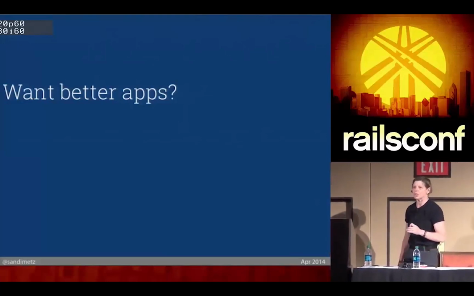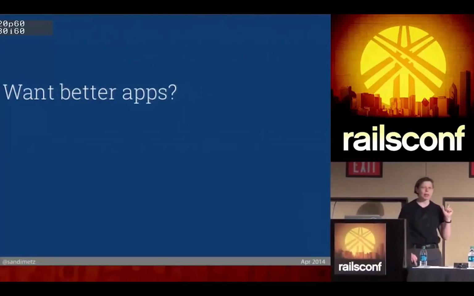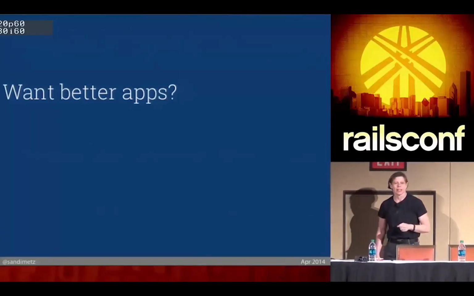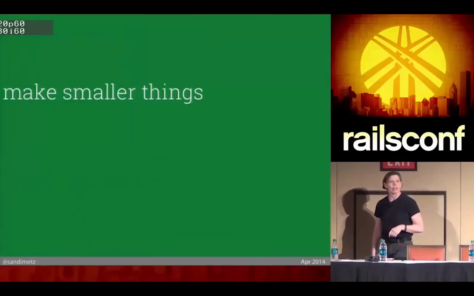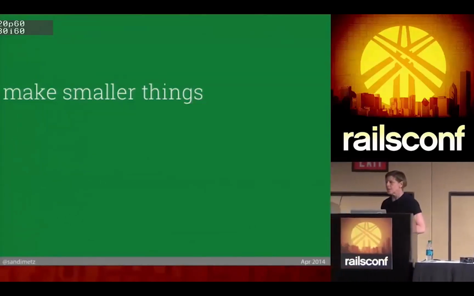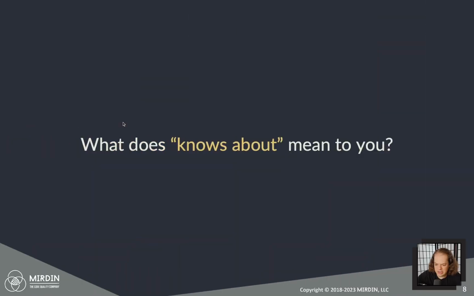And when people ask me how to write object-oriented code, I give them one small piece of advice. I say, make smaller things. That's all it is. Make smaller classes, make smaller methods, and let them know as little about each other as possible. I ask people, how do you do that? What does that mean?